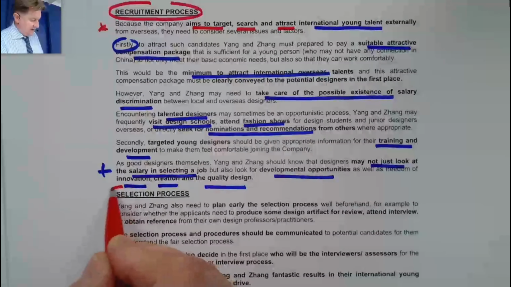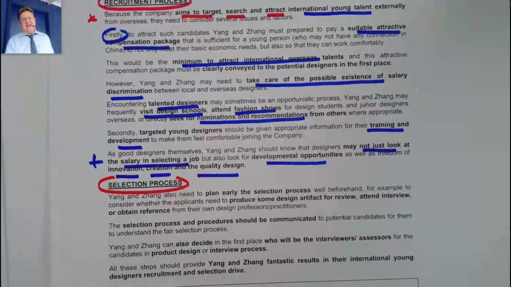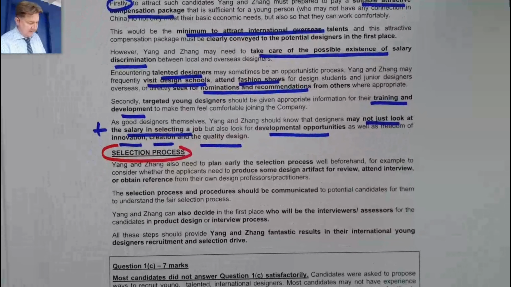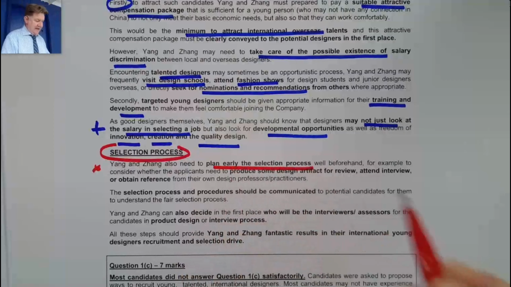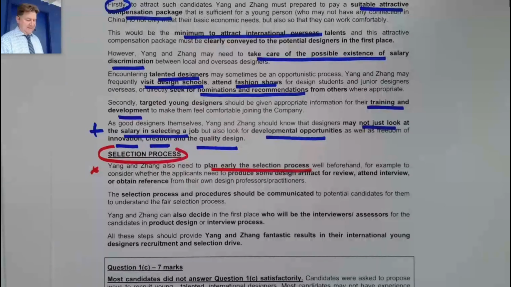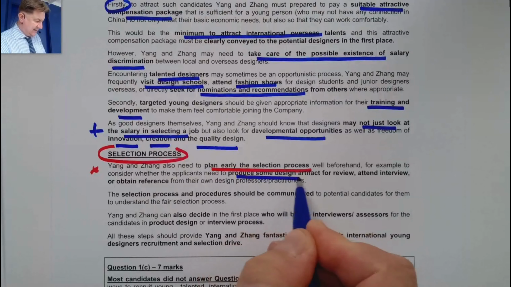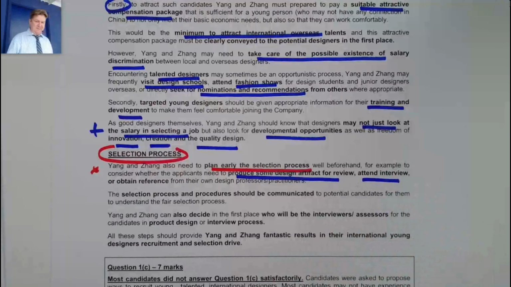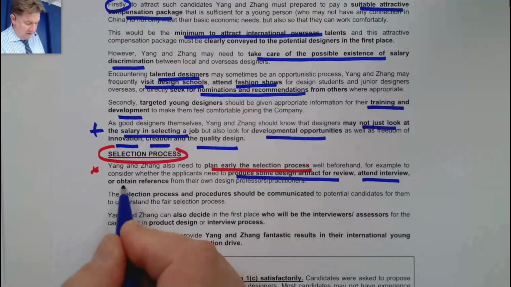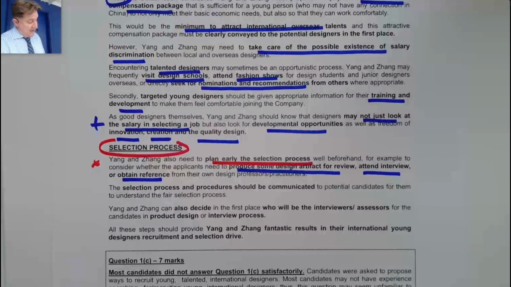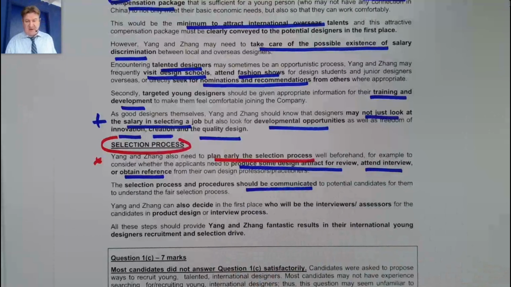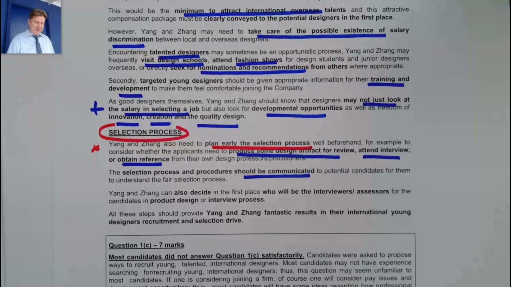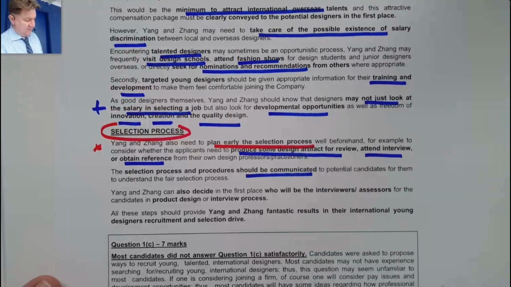Then after we've talked here about our recruitment process, next we've then got our selection process. Let's introduce this. So this is where we're starting to think about planning early in the process. How are we going to select? So it's not just things like interview. We could ask for things like design artifacts, get them to attend an interview. We could obtain references here as well. And what we're going to select and why we're going to select them, all that needs to be very clear and communicated to them before they actually come along and decide they want to work for us.